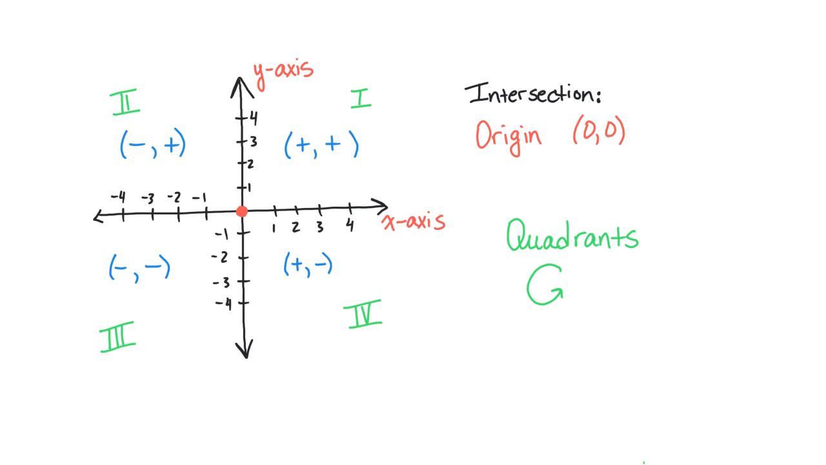In conclusion, the intersection of the x and y axis is called the origin. It is the center of our coordinate plane. The 4 parts of our coordinate plane are called quadrants. We label them starting at the top right corner, going counterclockwise, and using Roman numerals.